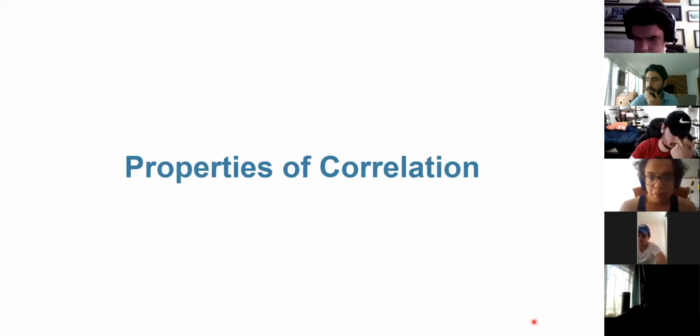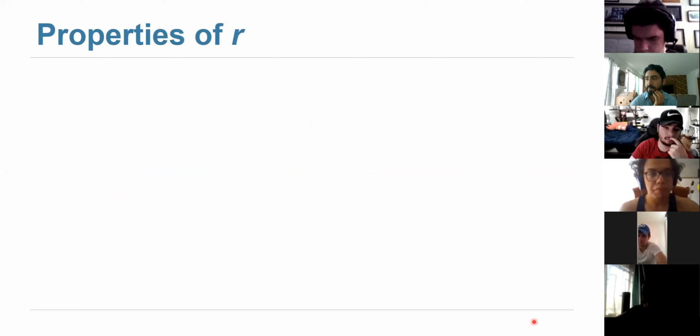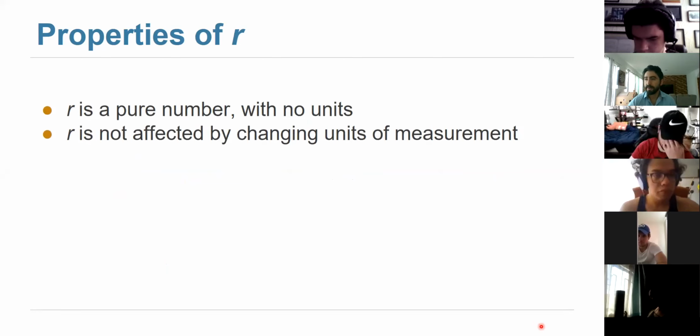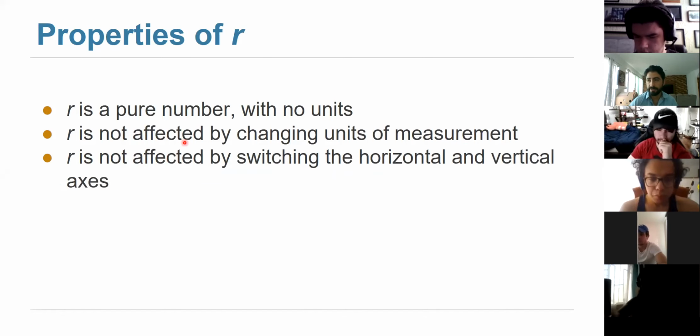So let's talk about some properties of correlation, or properties of R. It's a pure number with no unit. R is not affected by changing the unit of measurement. We're going to see some examples of this; I think we had one example last week. We changed the unit, but the relationship between the numbers stays the same, so the R value doesn't change. It's also not affected by switching the horizontal and vertical axes.